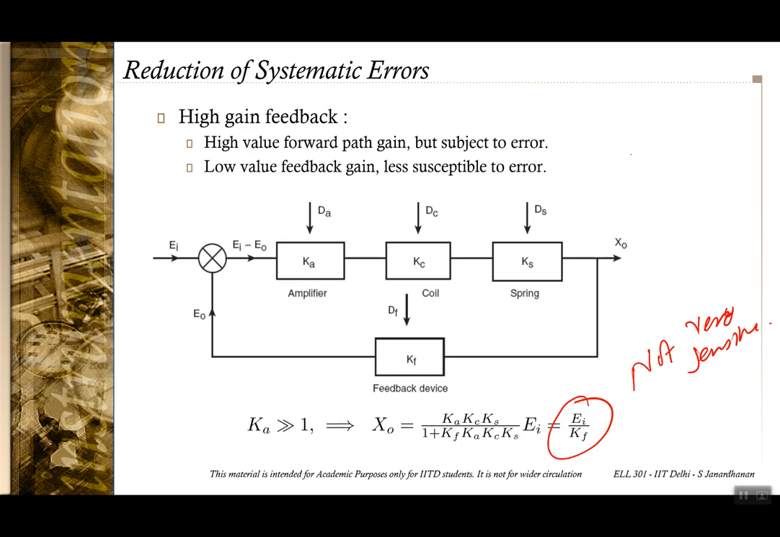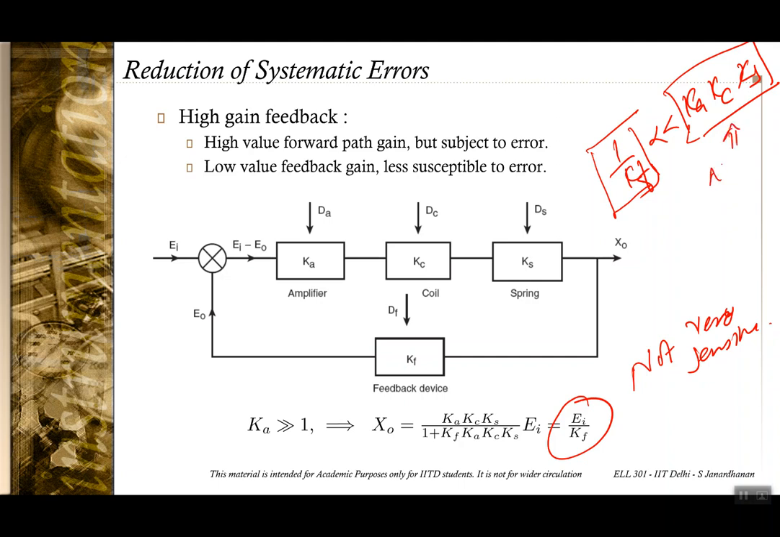because 1 by Kf may be much less than Ka, Kc, Ks. This was the gain that you could have achieved, or this was the amount of sensitivity that you could have achieved if you had not used the feedback. This is the amount of sensitivity that you are achieving with feedback. The only problem is this is not exactly known, but this is exactly known. So you have to weigh the pros and cons and use this method if you want to do this.